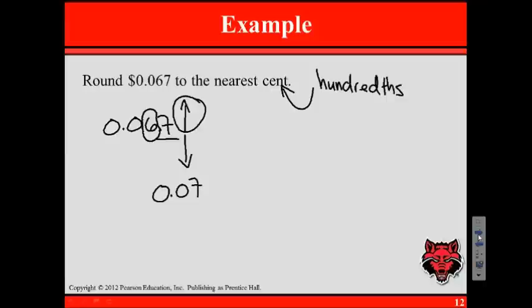And every number to the right of our rounded value is deleted. So 7 is deleted. If there were more values to worry about, they would be deleted as well. So we rounded to 7 cents.